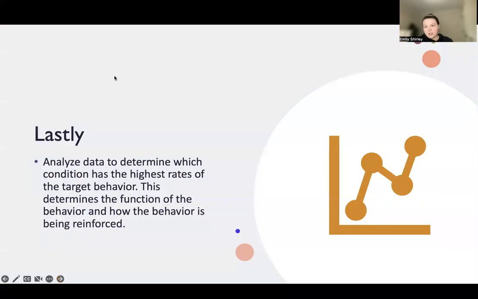And then lastly, we are going to look at the data and determine which condition has the highest rates of occurrence of the target behavior. This will help us determine what the function of the behavior is and how the behavior is being reinforced. And that is the end.